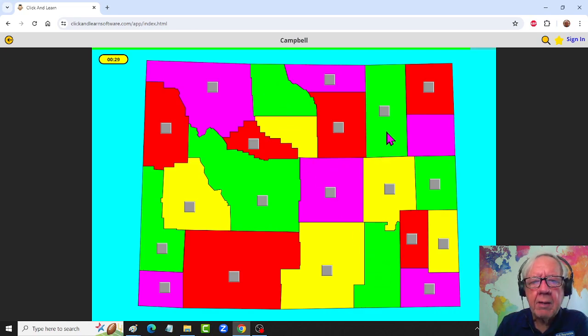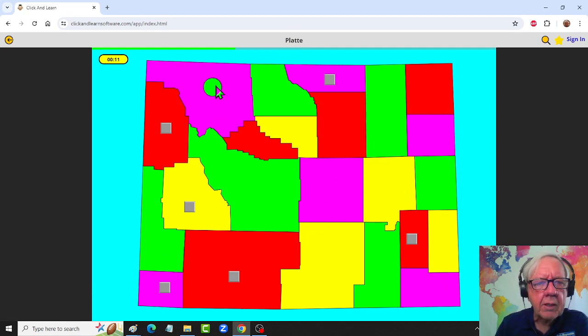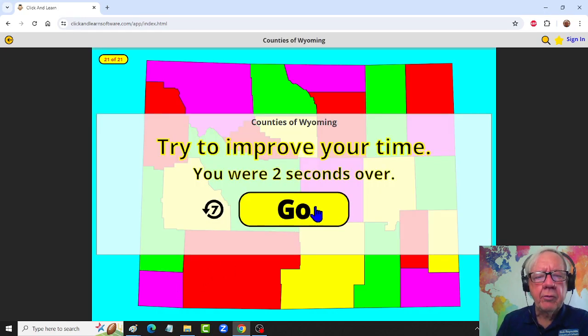Albany, Bighorn, A, B. Campbell, Carbon, Converse, Crook, Fremont, G, Goshen, H, Hot Springs, J, Johnson, L, Laramie, Lincoln, Natrona, Niobrara, Park, Platte, Sheridan, Sublette, Sweetwater, Teton, Uinta. 2 seconds over.